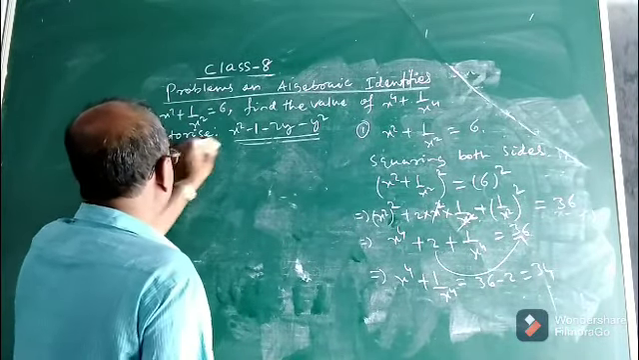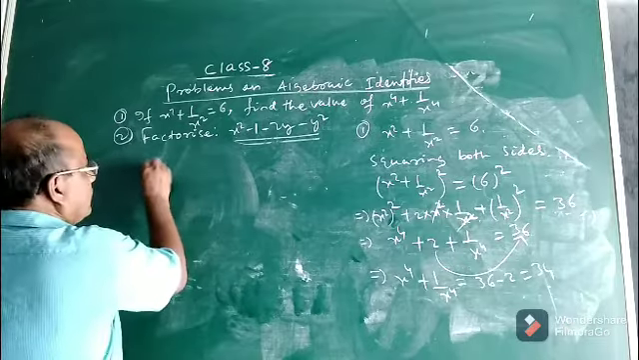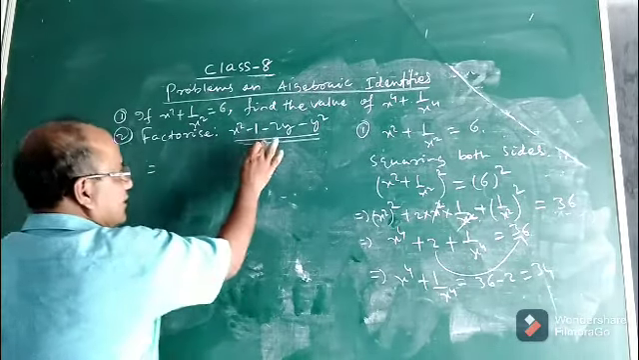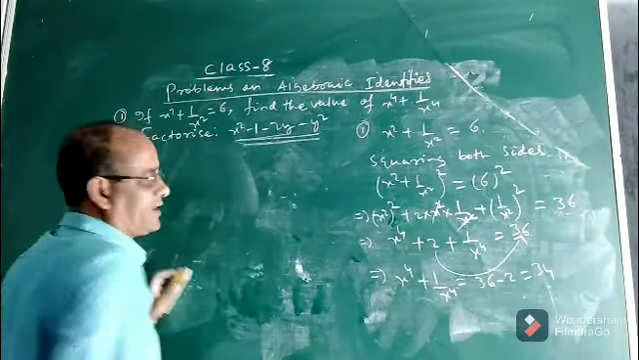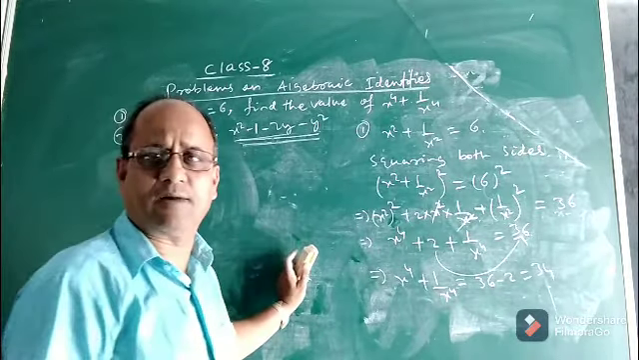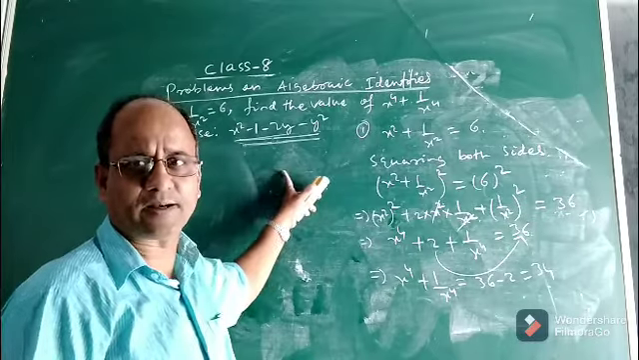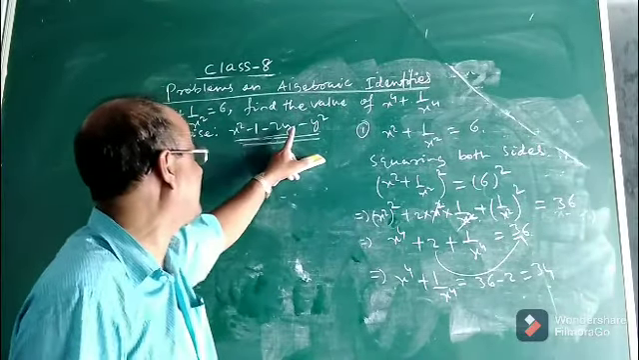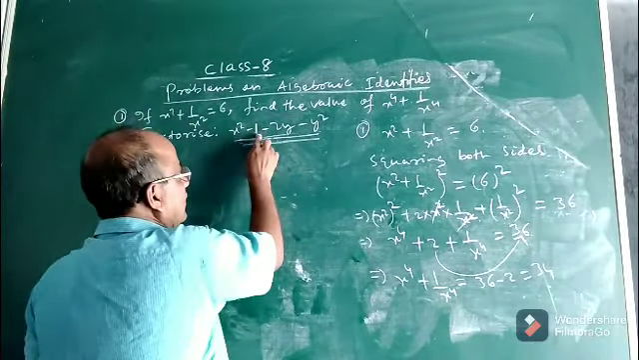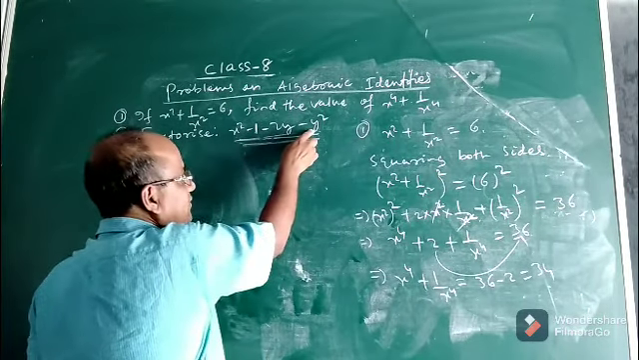Now, to bring this algebraic expression into the form of some identity, what we will do, then only its factorization is possible, otherwise its factorization is not possible. See, look at, children, these three terms: 1 minus 2y minus 2y square.